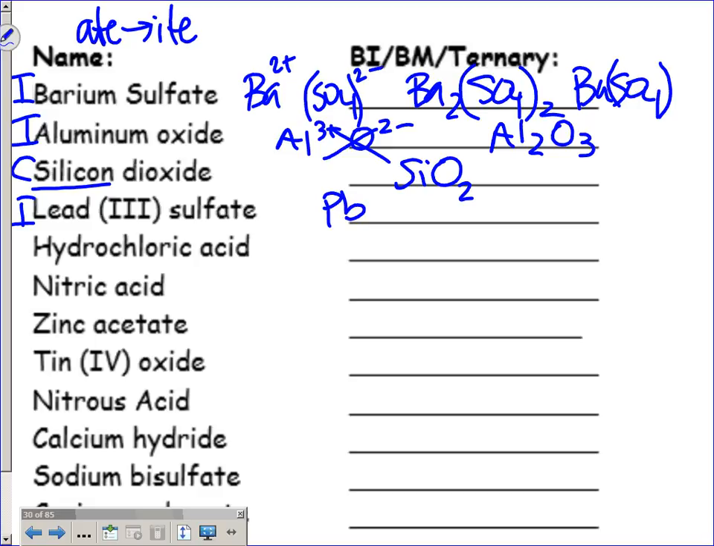Well, you don't have to look at the periodic table for the charge, because these transition metals have their charges built in to their name. This 3 refers to lead's charge. So we're going to say lead 3 plus.